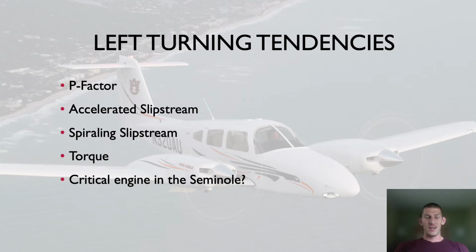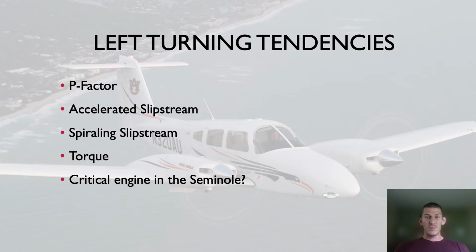And then the last left-turning tendency is torque, and that's just based on the engines turning in the direction that they do. For every action, there's an equal and opposite reaction. So your engines are turning clockwise, it makes the plane want to torque in the opposite direction, which is going to give you that rolling motion to the left.